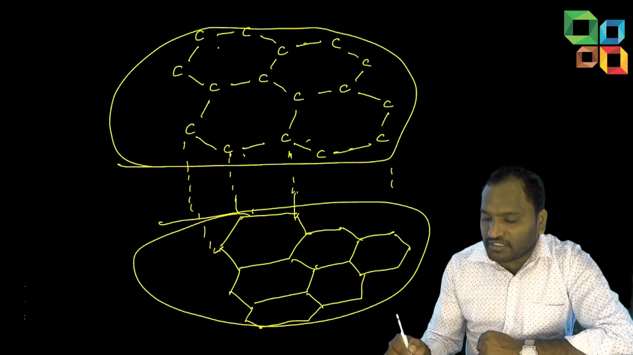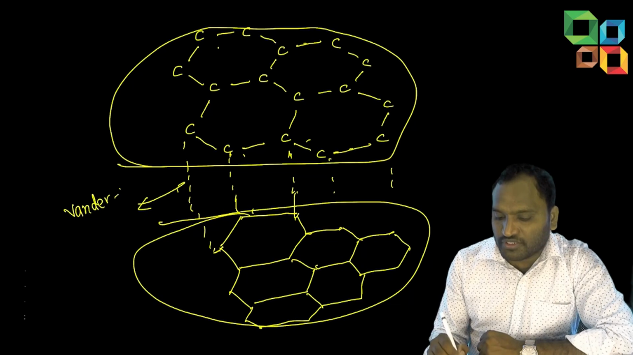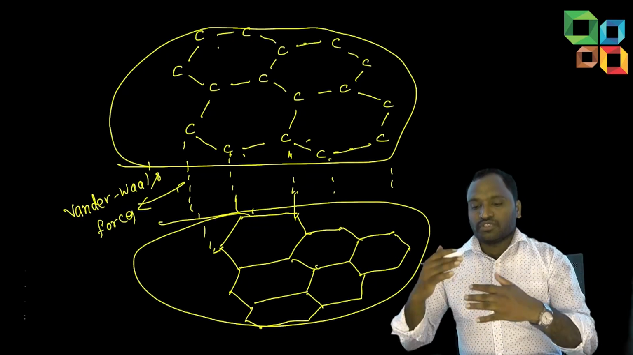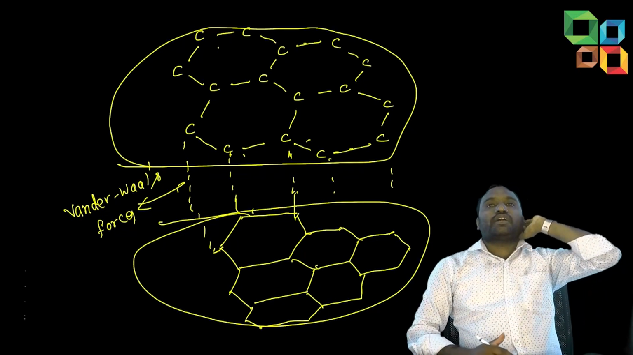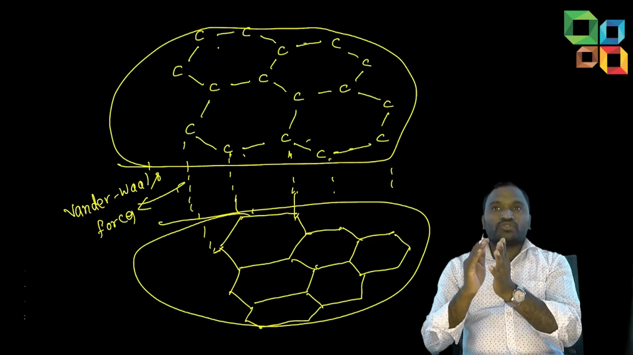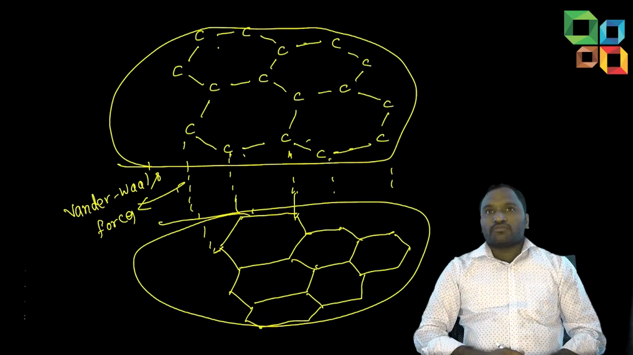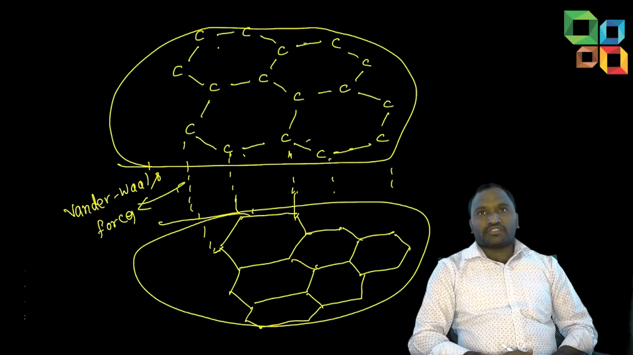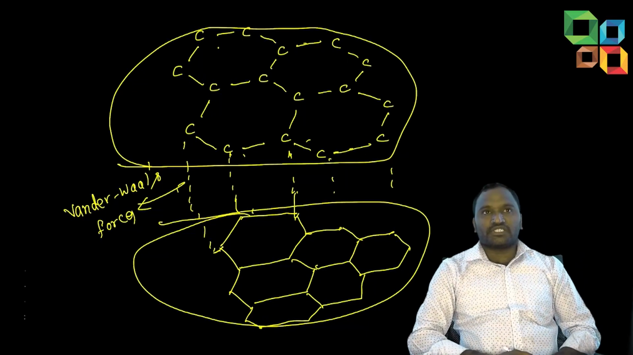These layers will be attracted by weak van der Waals forces of attraction. These are physical attractive forces, and these forces are very weak. So these two layers get attracted to each other through van der Waals forces. That's why one layer will slide upon another layer. So graphite is used as a lubricant for heavy machinery and all. It's used as a lubricant because of this layer structure, one layer connecting with another layer.